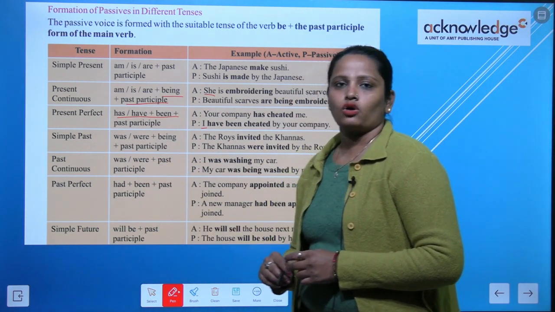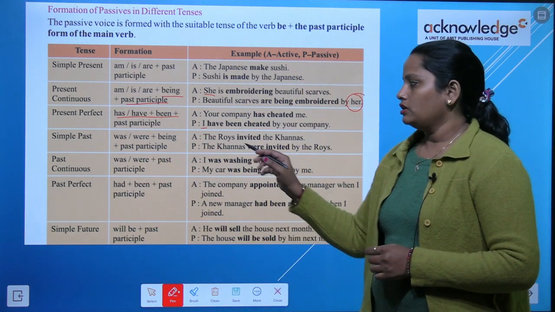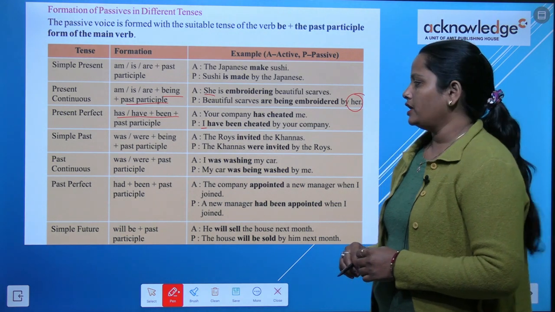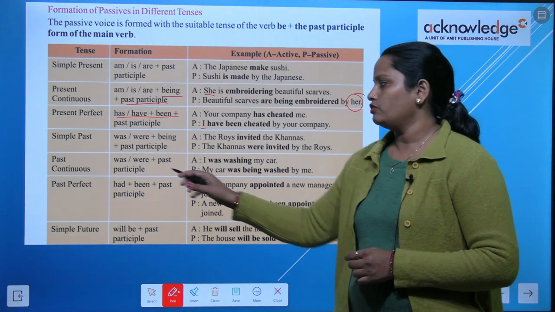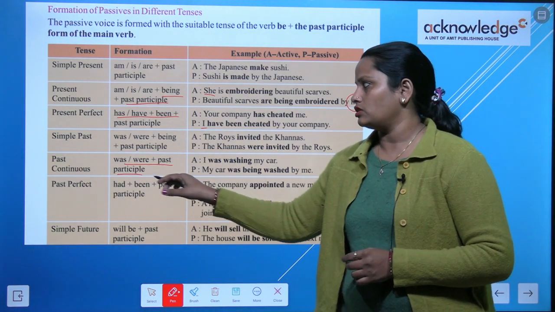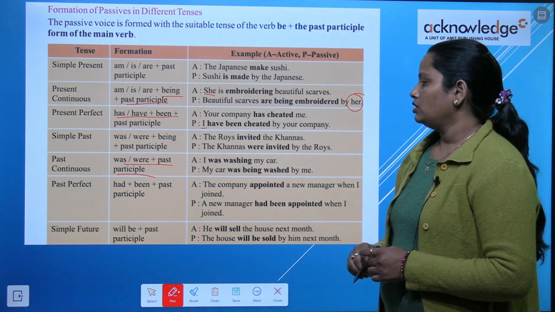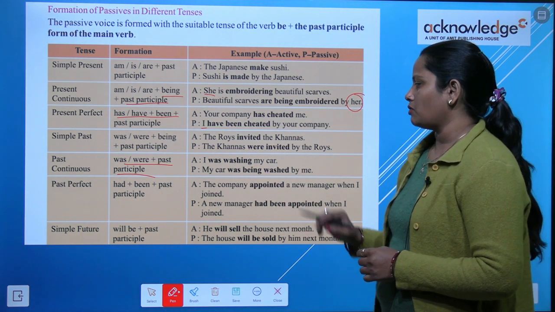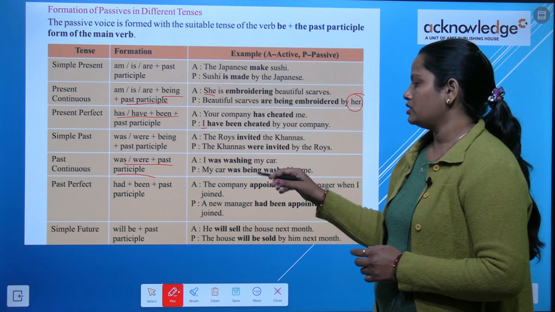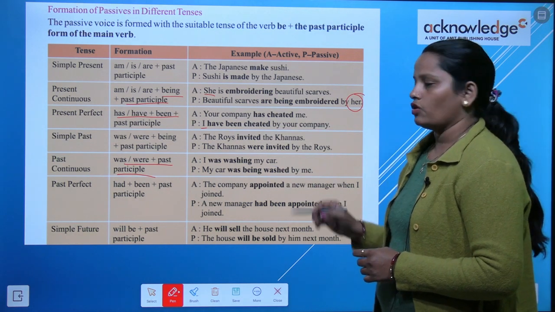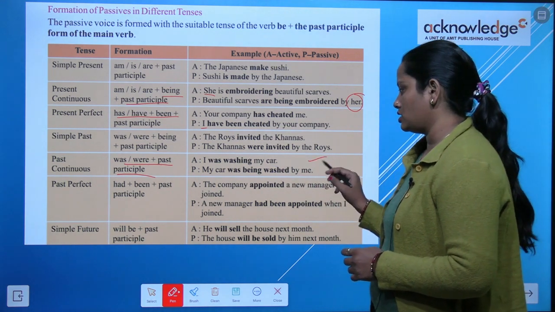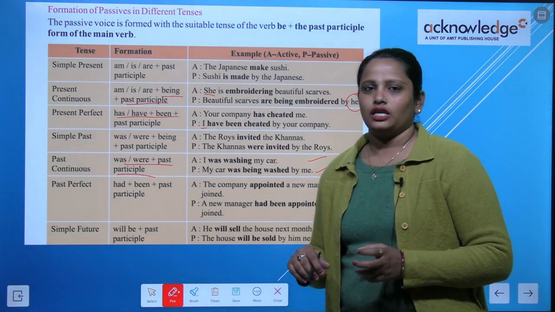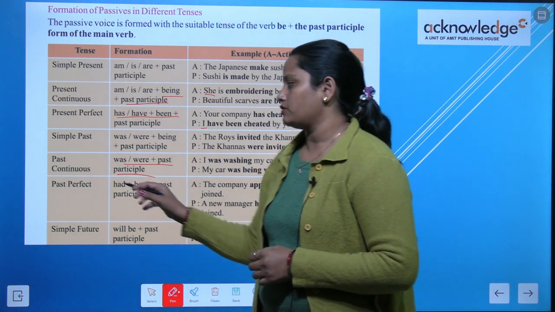Next, in the past continuous tense, was/were plus being plus past participle form is used here. Now, I was washing my car, and my car was being washed by me. So these are the changes that we are going to make from active to passive.